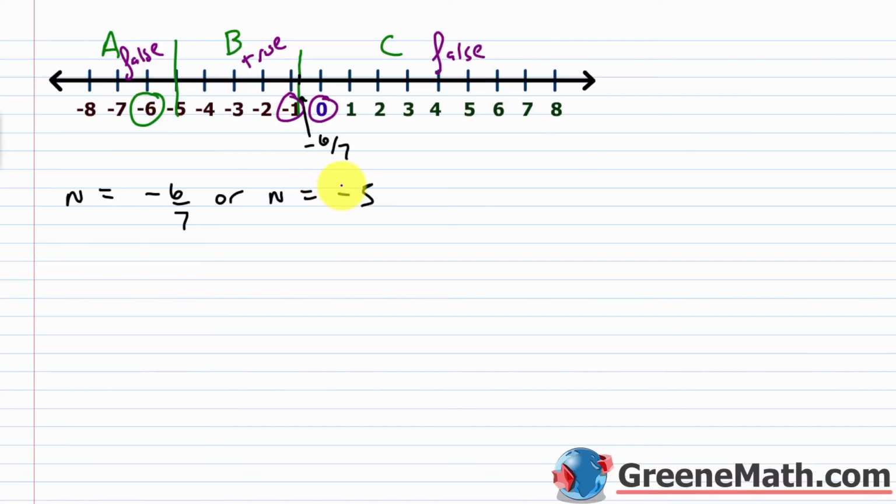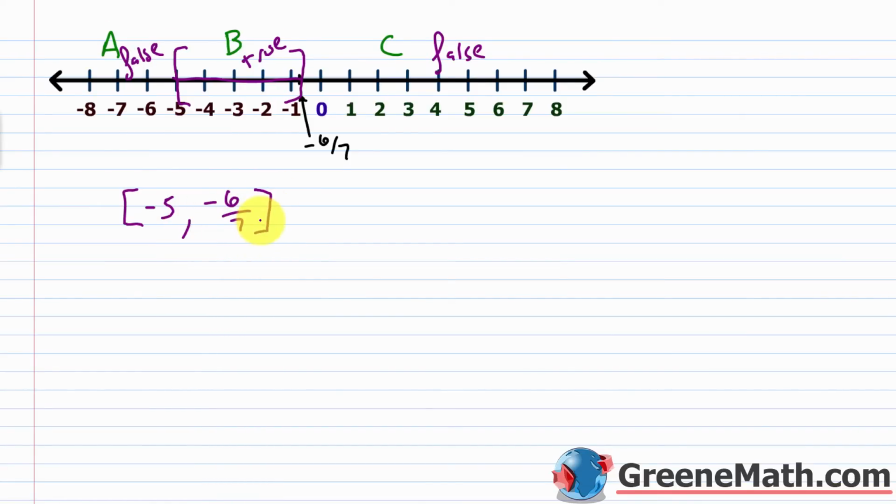So graphically, I can kind of erase all this stuff. I would put a bracket at negative 5, and I would put a bracket at negative 6/7, and I would just shade everything in between. So negative 5 is included, and anything up to and including negative 6/7. So we could also say in interval notation from negative 5, with a bracket next to negative 5 because it's included, up to and including negative 6/7, again with that bracket next to negative 6/7 because it's included.